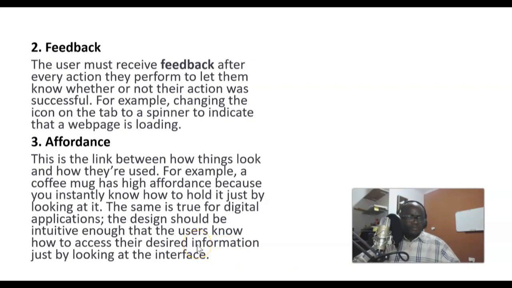The other thing, which is the third principle, is known as affordance, and this refers to the link between how things look and how they are used. So when you look at a certain icon, what that picture is, or the way that icon is designed, there should be some link between how it looks and what it performs or what it is used for. So, for example, a coffee mug has high affordance because you instantly know how to hold it just by looking at it, okay? So this is an example of how a coffee mug looks. Or a cup, when you look at its handle, you know intuitively what that is used for.